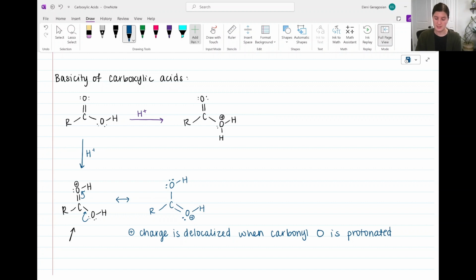So that means the carbonyl oxygen is the stronger base. It's a stronger basic site. It is not impossible to protonate the OH group oxygen as we drew here. But if we have one equivalent of a base or a weak base present, then it's going to protonate the carbonyl oxygen before it would protonate the OH group oxygen.